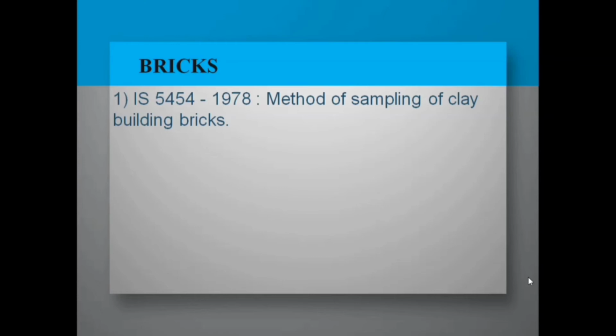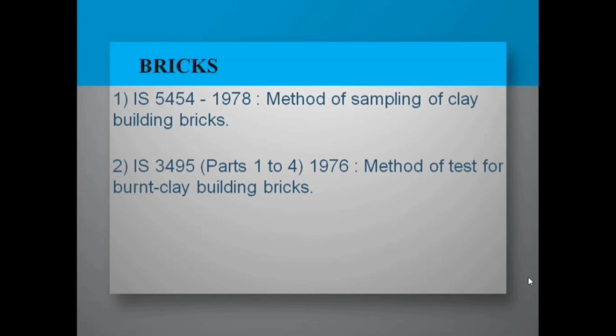IS 5454 1978 lays down the method for sampling and criteria for ascertaining conformity of solid, hollow, and perforated burnt clay building bricks to the relevant specifications. IS 3495 Part 1 to 9 1976, Method of Test for Burnt Clay Building Bricks. This code includes tests for burnt clay building bricks.